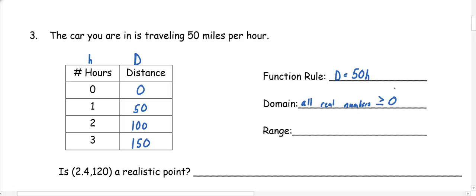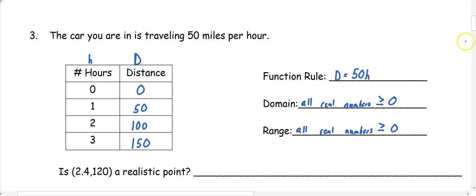So what is our range? Well, now because we have a domain of all real numbers, we need to consider, can our range be all real numbers? Well, if I'm multiplying 50 miles an hour times fractions and decimals, I'm going to get fractions and decimals out sometimes. So our range is also going to be all real numbers greater than or equal to 0.